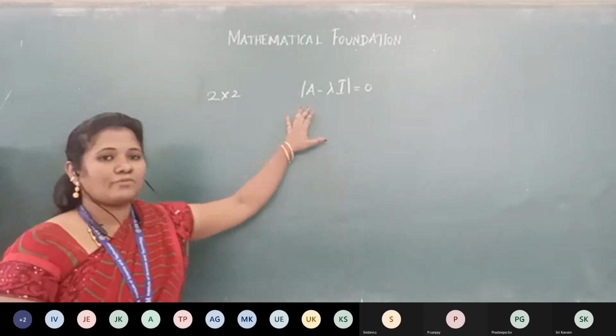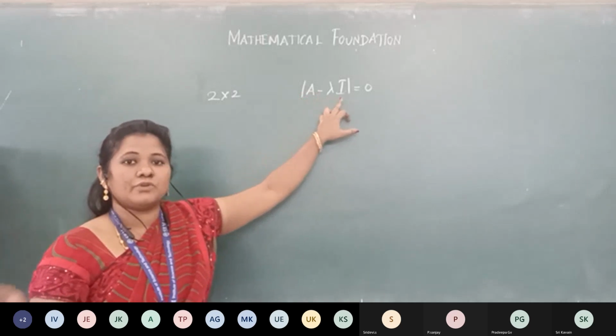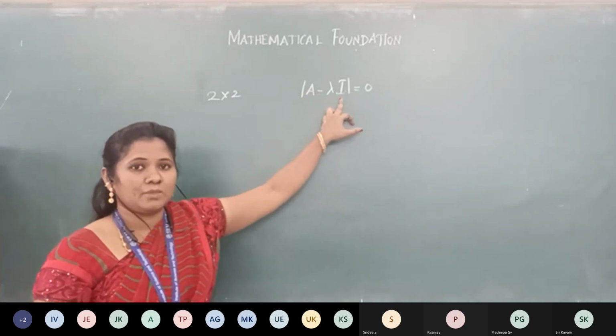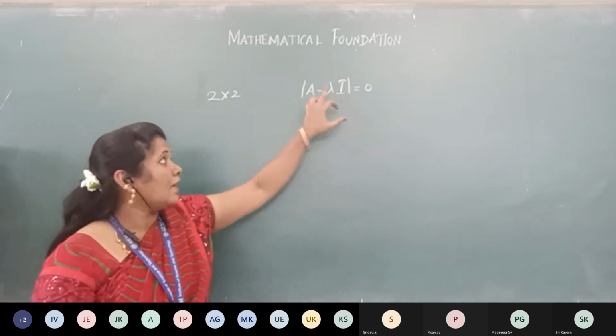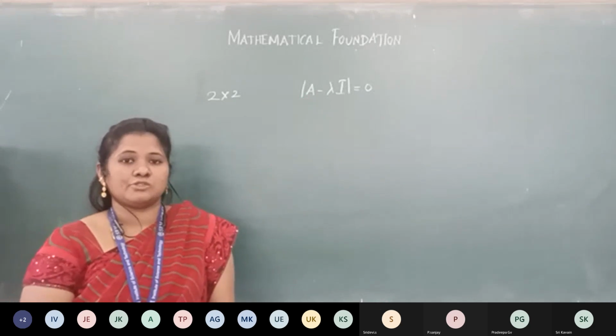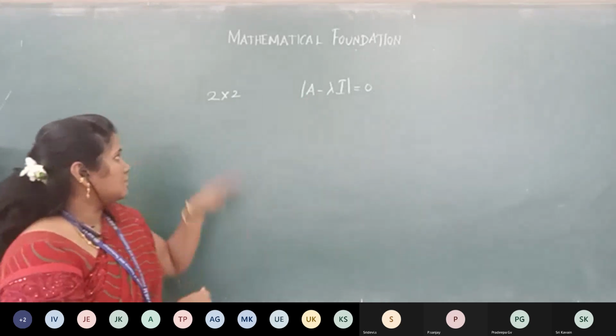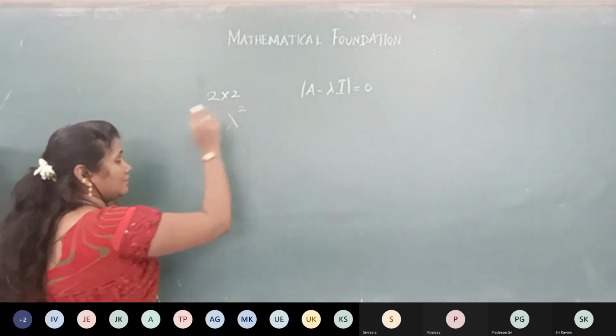Whereas here you have to write your A, then find out your identity matrix. For a 2 cross 2 matrix, you write the identity matrix for a 2 cross 2. Then you multiply with your lambda, solve it, and get your equation. Whereas here directly you can use your formula. It is lambda squared.